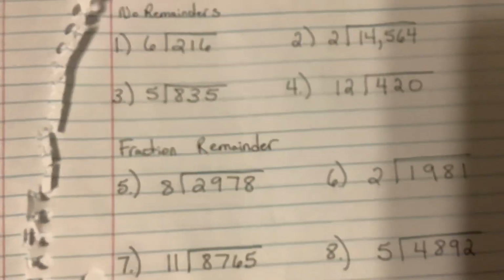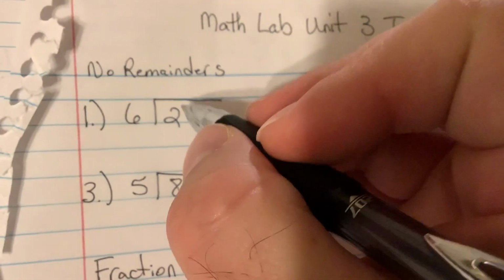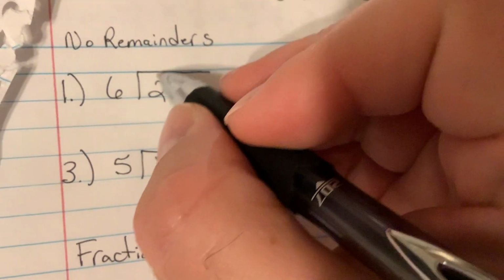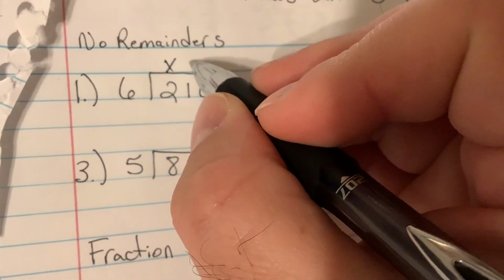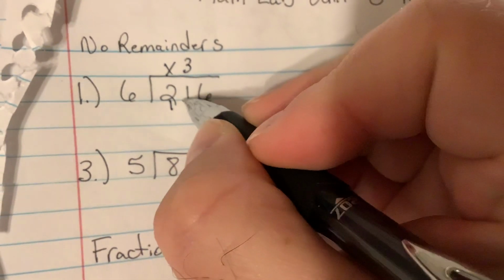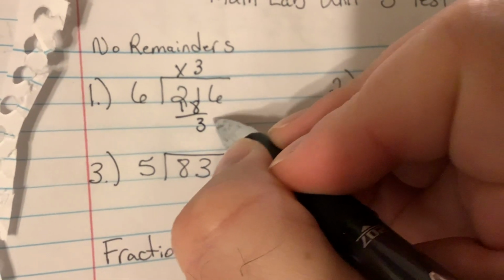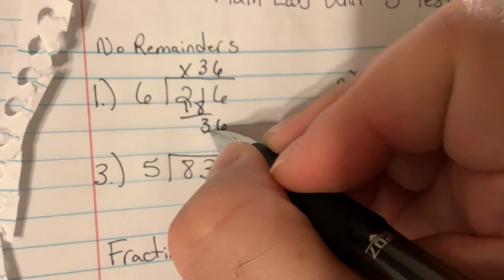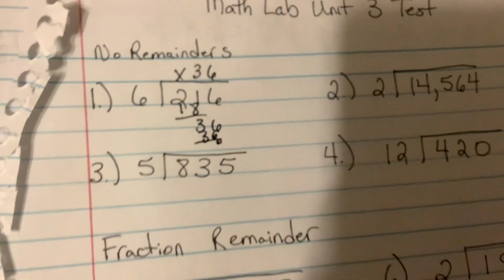And check those answers. Okay, so here we got division. These were the ones with no remainder, so they should come out even. 6 doesn't go into 2, but it goes into 21 3 times. Bring down the 6. 6 goes into 36 6 times. Even. Okay. So 36 was that answer.